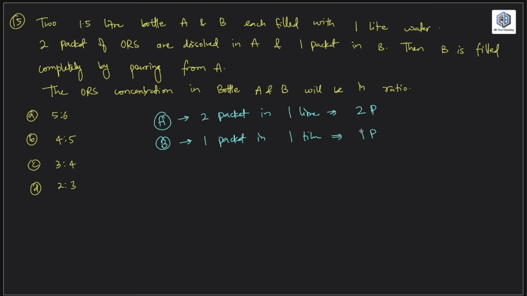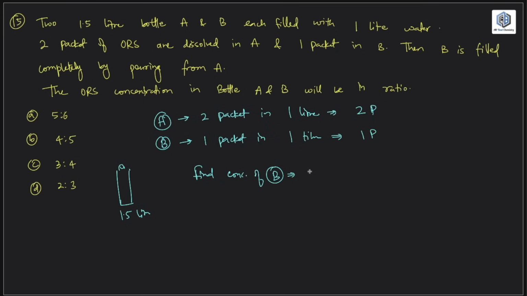Okay, now because you are adding from A, how much will you add? Because the total volume is 1.5 liters, you are adding 0.5 liters from A to fill bottle B, right? The bottles are a total of 1.5 liters. B is already filled with 1 liter, so you can only fill it by adding 0.5 liter more, right? So the final concentration of B will be how much?